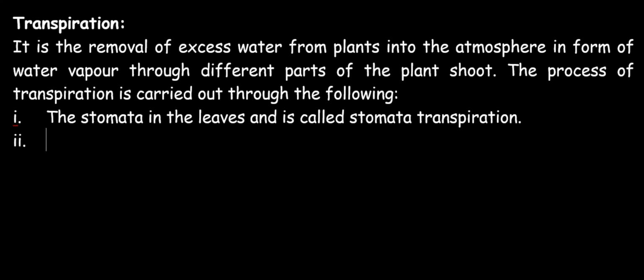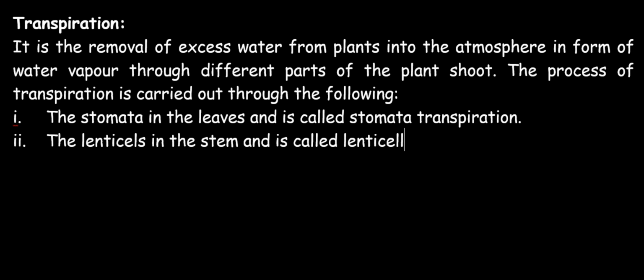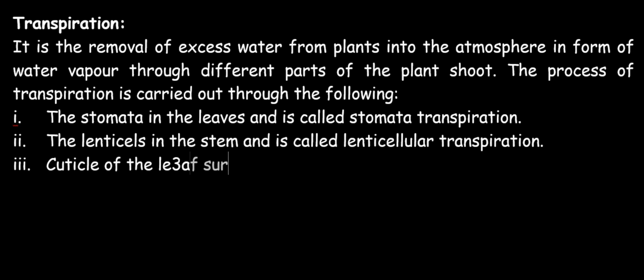Another part of the plant shoot responsible for the process of transpiration is the lenticels in the stem. And since transpiration is taking place through the lenticels, it is called lenticellular transpiration. And the last part of the plant through which transpiration can occur is the cuticle of the leaf surface. And thus, this type of transpiration is called cuticular transpiration.